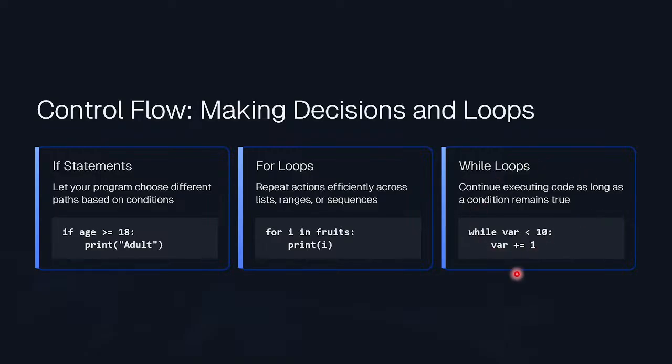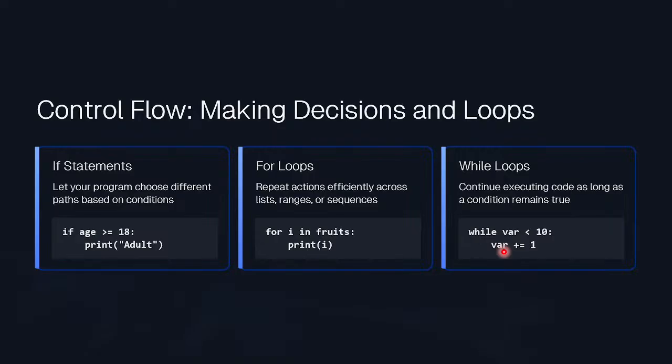Now the while loop runs till one condition is true. Like this statement, while var is less than 10. Let's assume that var is 6. So till the time var is less than 10, it will run. Now var is 6. It will first see, is it less than 10? 6 is less than 10, so it will run.